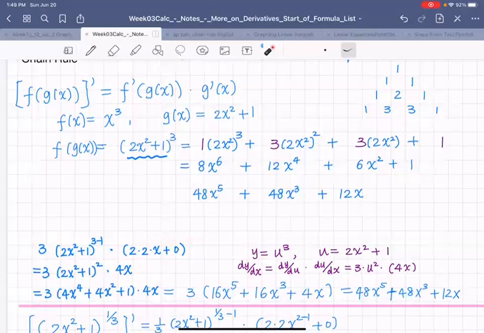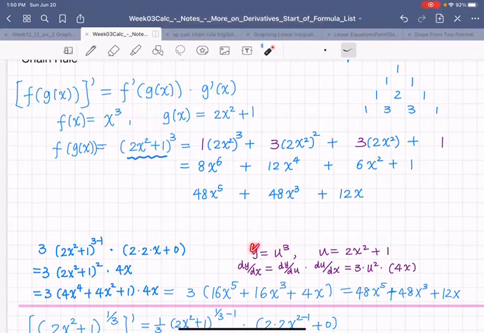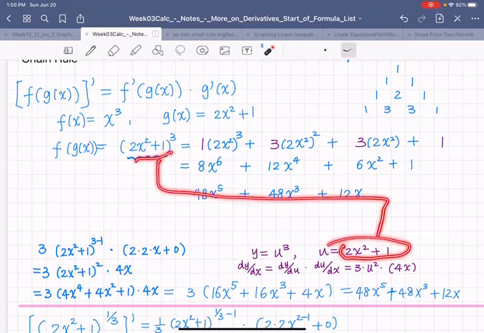Okay, so let's call the outlier y. The most outside function is y. And we call this whole thing u. So y equals u cubed. U itself equals 2x squared plus 1. This is the u, okay?